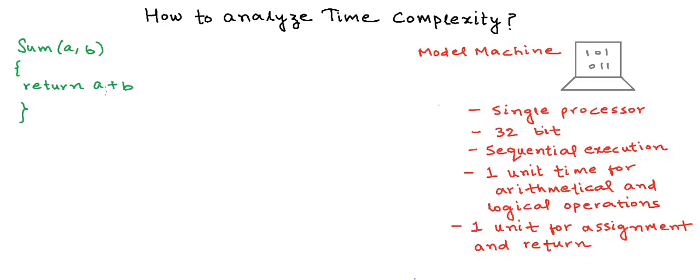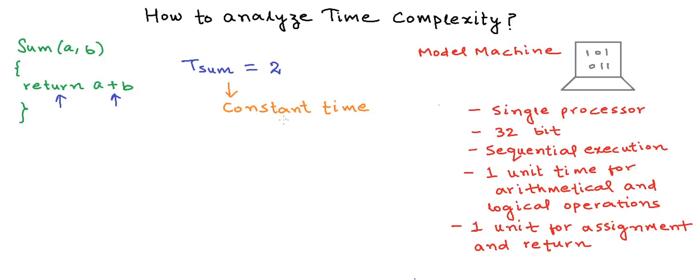Now if I want to run this particular function using the model machine, then let's say the time taken is t, and let's say this is t sum, then 1 unit of time for the arithmetic operation addition and 1 unit of time for the return statement. So the total time would be equal to 2 units. So in this case, irrespective of the input to the program, the time taken is exactly 2 units. Or we can also say that the time taken is always constant. So this particular program is a constant time algorithm.